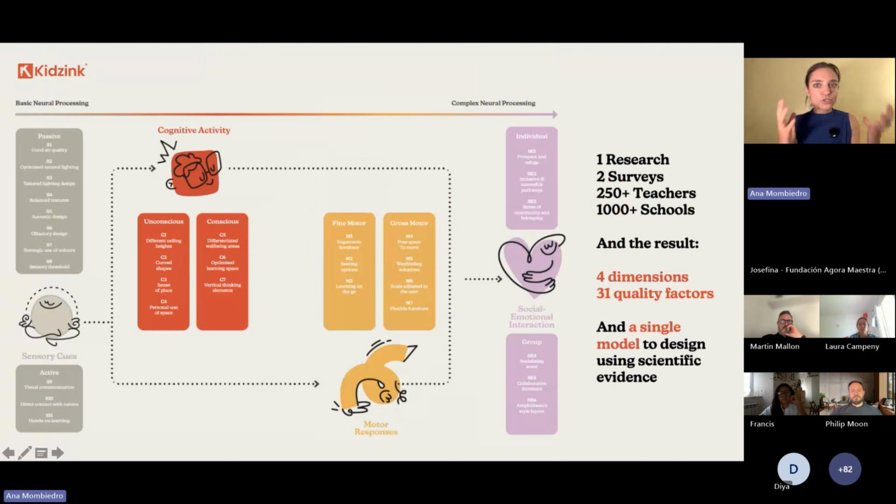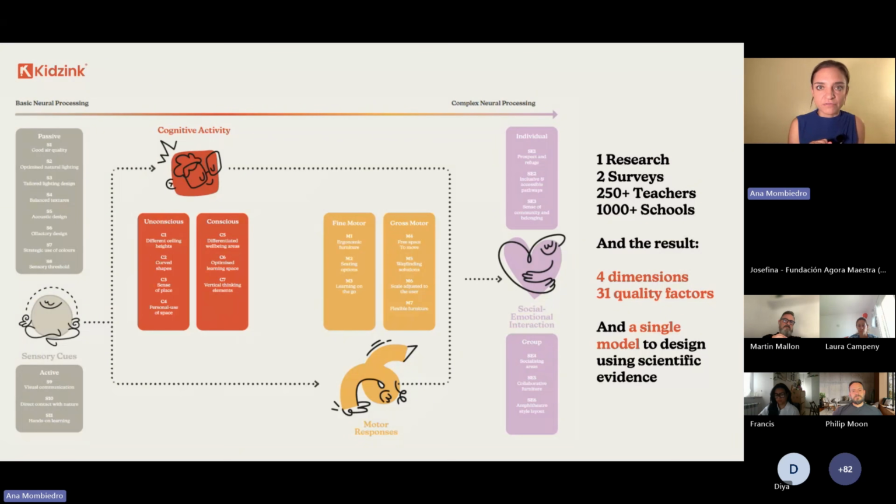So actually, in the Beyond the Box book and in our research that we're publishing, we did one single research. We had 2 different surveys in Spanish and English. We surveyed more than 250 teachers because we asked them about their needs in the classroom, because we do study the user. That's where information comes from, by the way. And we went through more than 1,000 designs that we have done at Kidzink. And the result was these 4 dimensions with 31 quality factors and one single model to define the schools we design using scientific evidence.